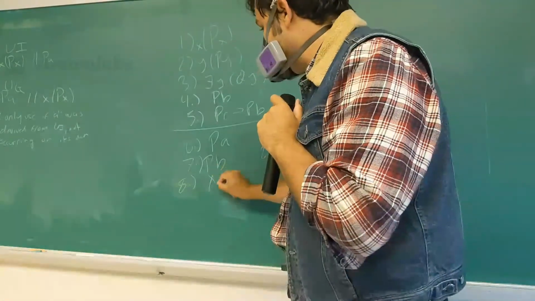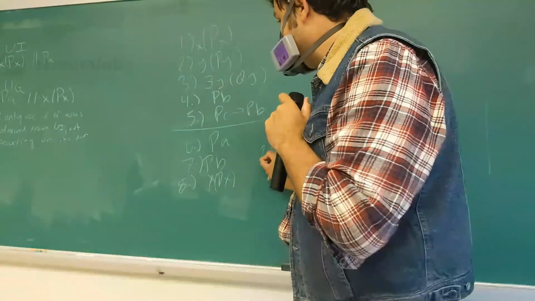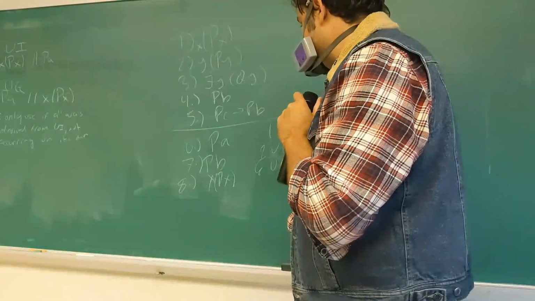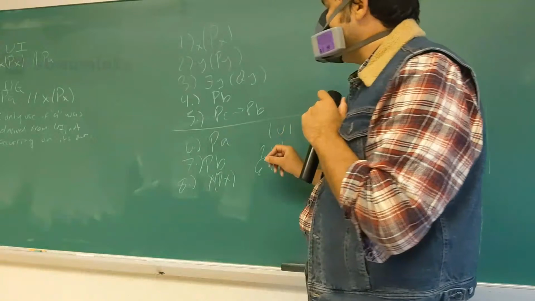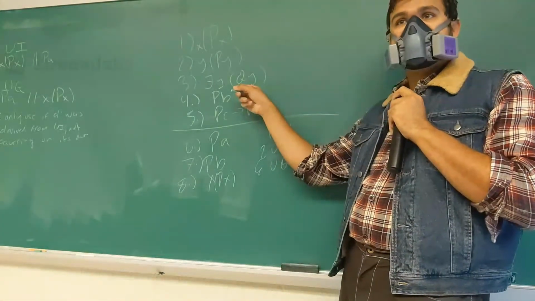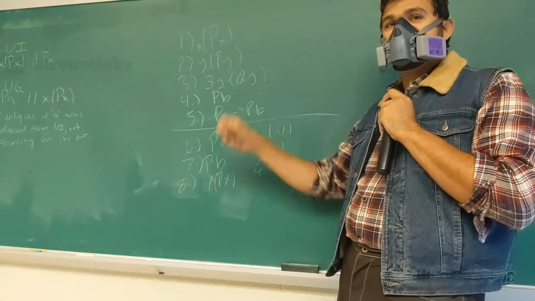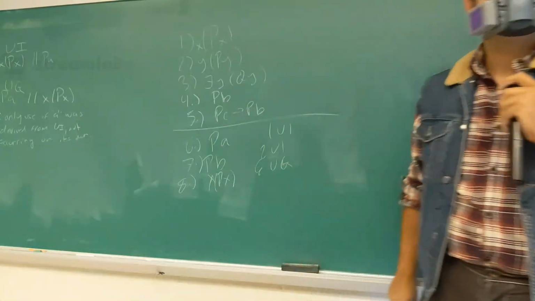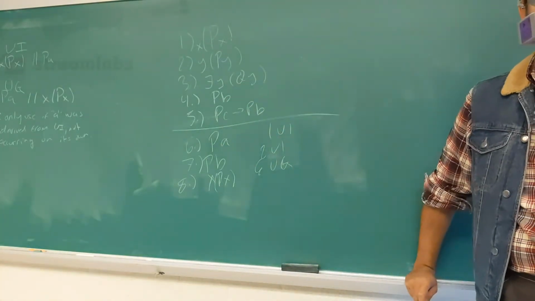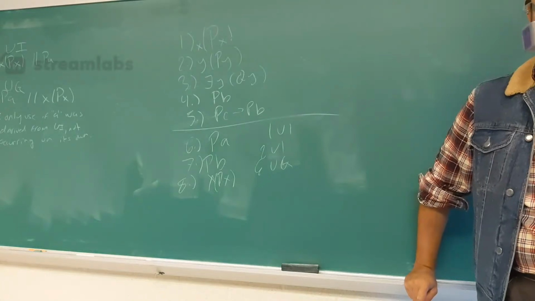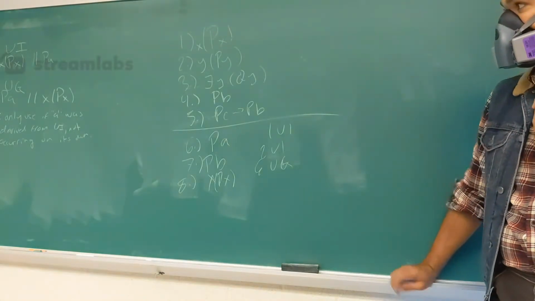So we can go back and do XPX6, universal generalization. What about this one? What can we do to this? Does anything apply to existential yet? No. Yeah, so we don't have anything for it. Okay.